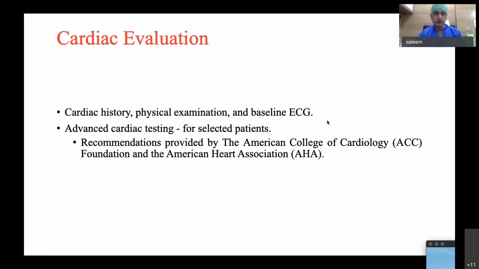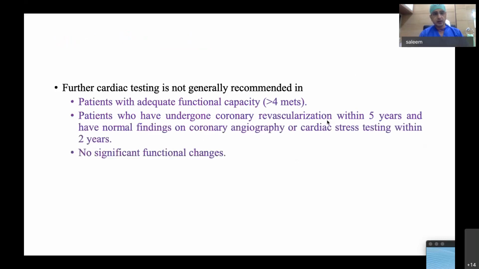Coming to the system-wise evaluation of the patient, we will start with the cardiac evaluation. Cardiac history, physical examination, and baseline ECG should be taken. Advanced cardiac tests for selected patients. The recommendations provided by the American College of Cardiology and the American Heart Association are as follows.